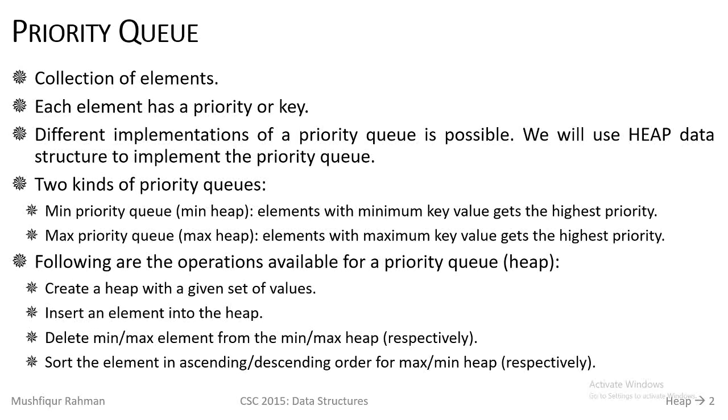Priority queue. What is a priority queue? It is a collection of elements. Each element has a priority or key. Different implementations of a priority queue are possible. We'll use the heap data structure to implement the priority queue.